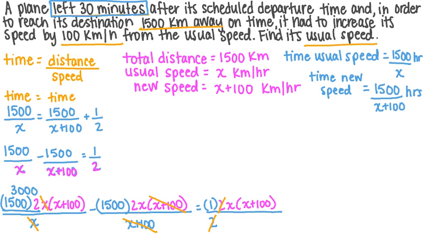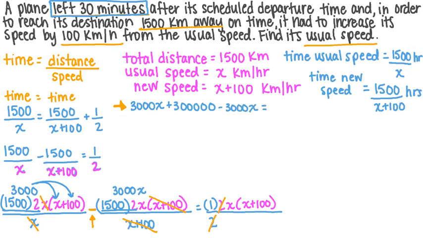1,500 times 2 is 3,000, and now we need to take 3,000 times x plus 100. And we will move our work up here. So 3,000 times x is 3,000x, 3,000 times 100 is 300,000, and we do need to be careful of this minus sign. So we have 1,500 times 2, which is 3,000, times x. So we have 3,000x, but we need to make sure that we subtract 3,000x. And on the right-hand side of the equation, we have x times x, which is x squared, and x times 100, which is 100x. So now, to solve, the 3,000x's cancel.